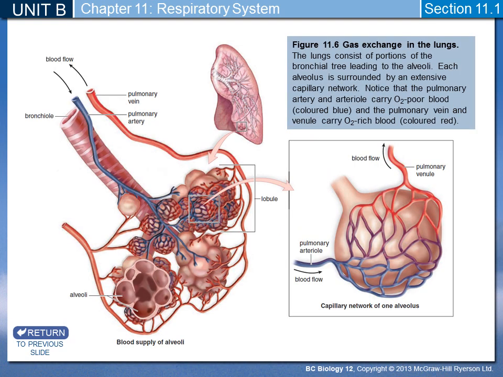Here is a close-up diagram of the alveoli, or one alveolus. You can see the network of capillaries that surround each one. Both the alveoli themselves and the capillaries are very, very thin-walled. So you basically cross from the air inside the alveoli across that membrane, that single cell layer, and then one cell layer into the capillary network.